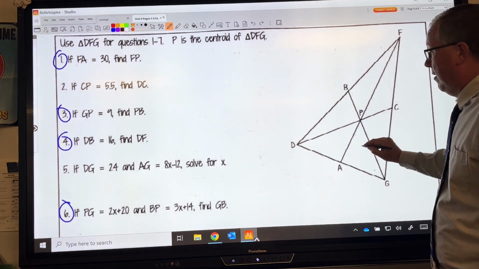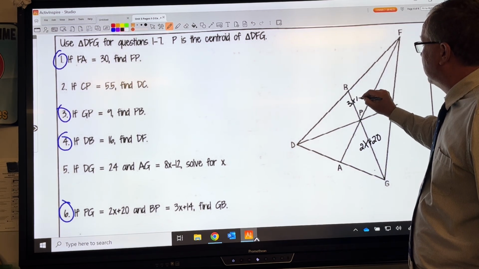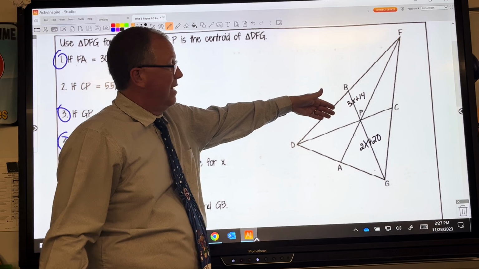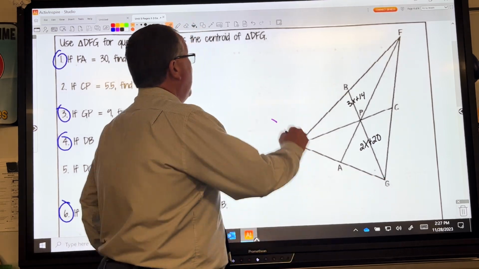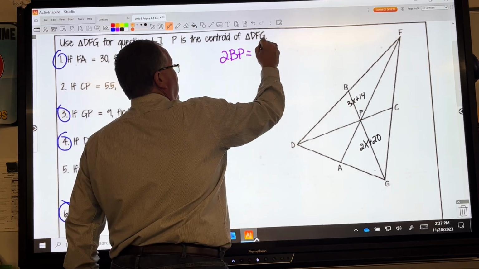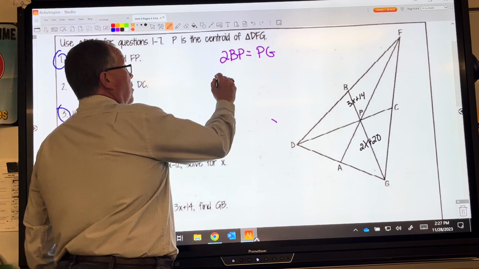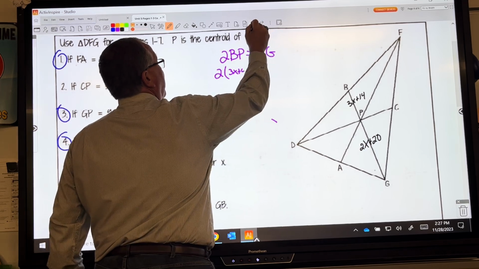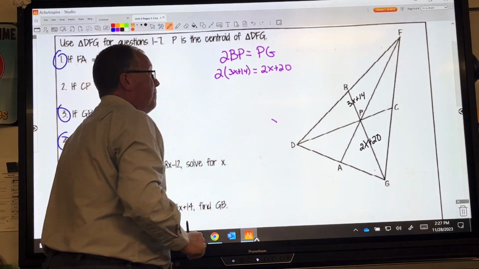So it tells you that PG right here is 2x plus 20. It tells you that BP right here is 3x plus 14. And it tells you that this is the centroid, right? So what I remember is, it takes 2 of the small parts to equal the big part. So it takes 2 BPs, 2 of these guys, to equal the PG, the big guy, right? So 2 small guys equals the big guy, right? So now plug in the value for BP, which is 3x plus 14. My bad, I started with 2. And that equals the big guy, which is 2x plus 20, okay?